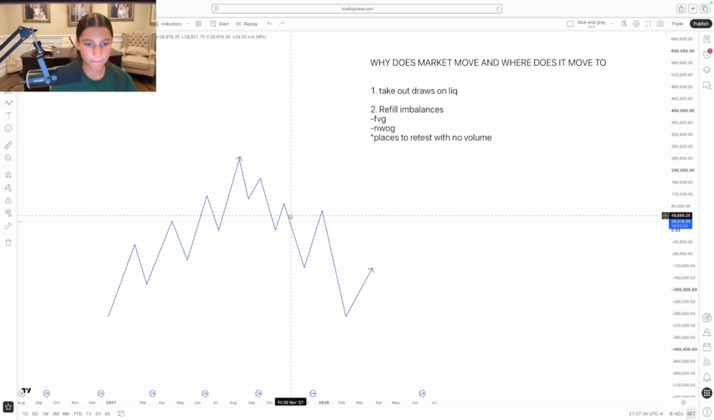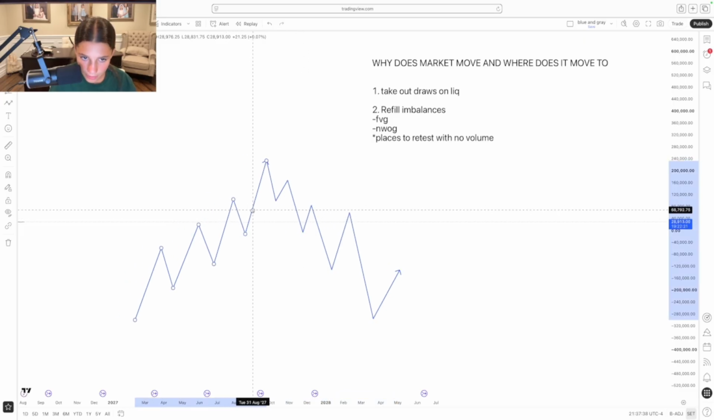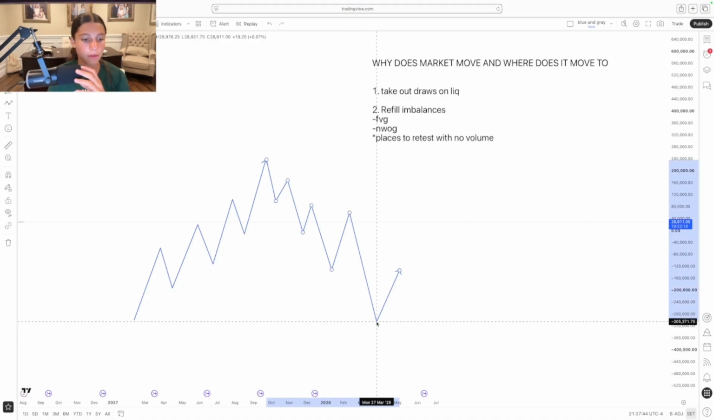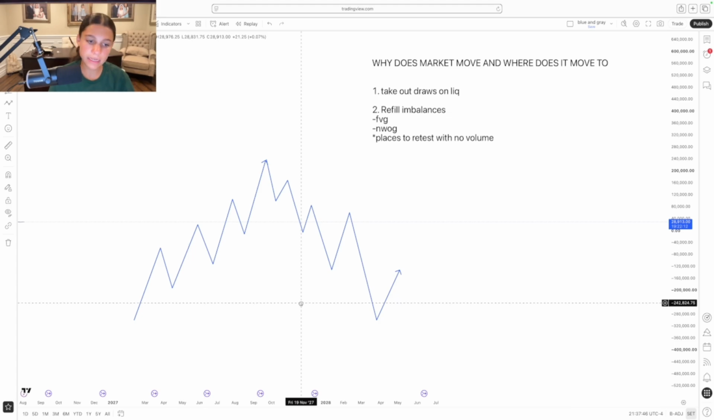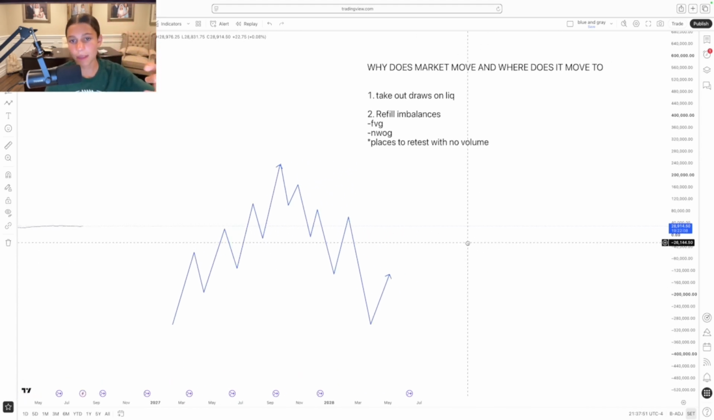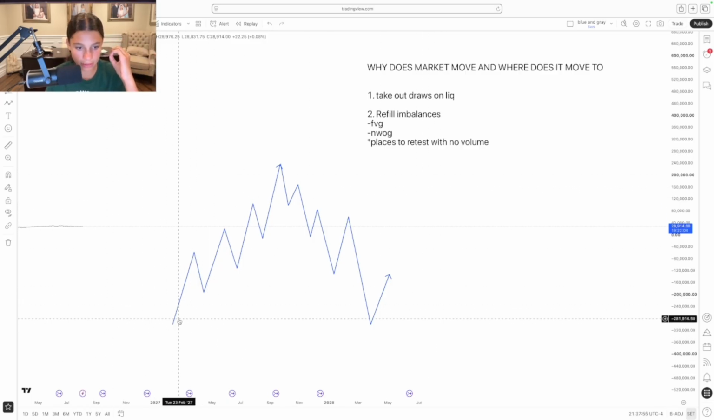This is market, right? This is what the market is looking like. Let's just say you hop on market and this is what the market's looking like. Obviously, there's one of two things happening here, right? There are two types actually. We have either refilling imbalances or taking out draws on liquidity, right? But also to back onto refill imbalances, just because there's a gap here doesn't mean there's an imbalance. You have to wait for a fair value gap, right? Or a new week opening gap.